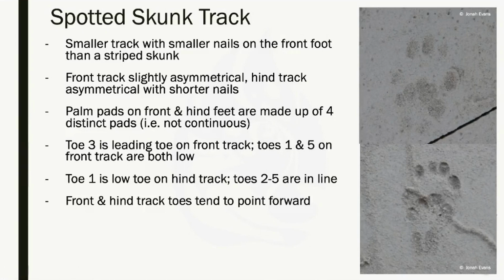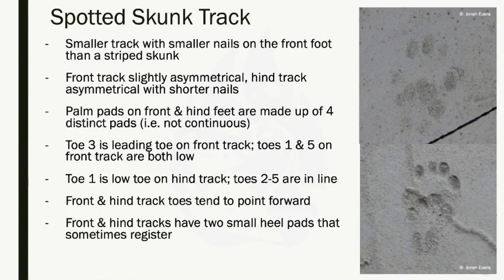In both the front and the hind track, this is a little bit different from the other species we looked at: the toes are going to point straight up, almost entirely north. They're really not going to splay. And both sets, again, this is different from the striped, both the front and the hind have 2 small heel pads that sometimes register, not always, but it's not uncommon to see that. And you can see that here very clearly in both of these tracks. Their preferred gait is what's called a bound, which is more like a gallop, a group gait or a lope.